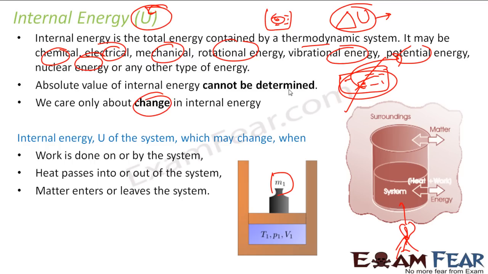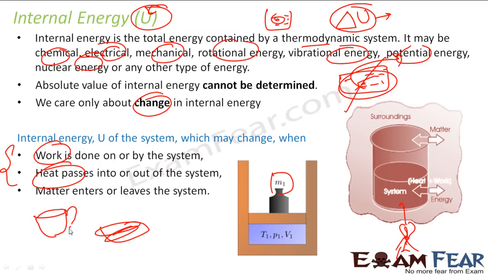So there are various ways where we see the internal energy change for a system, but we'll be focusing more on the first two, where work is done on the system or by the system, or heat is passed into the system or out of the system. Maybe the system is emitting heat. For example, you have a cup of hot coffee. You keep it. It becomes cold. Why? Because the system transfers heat to the surrounding.